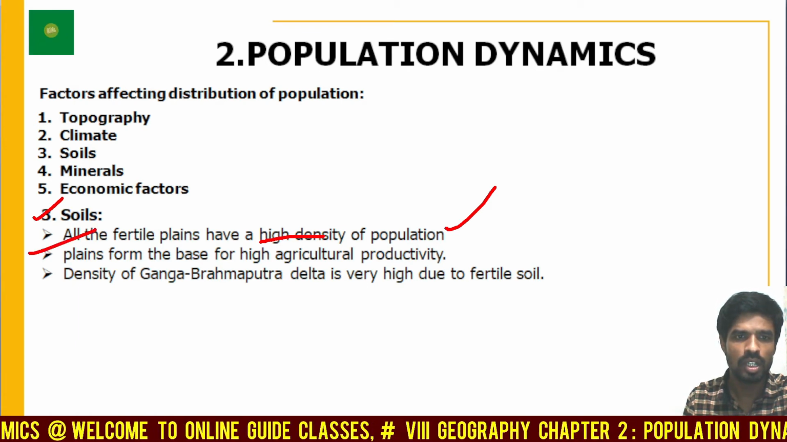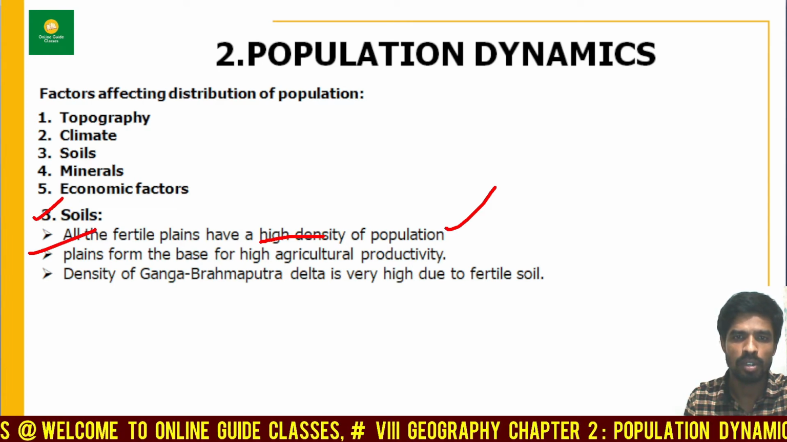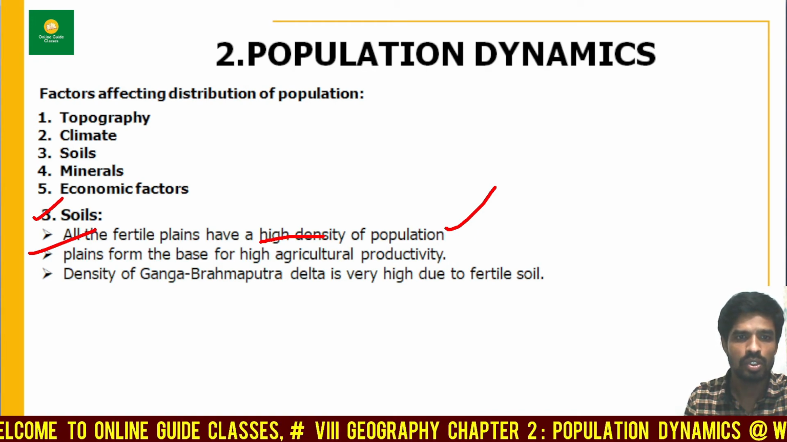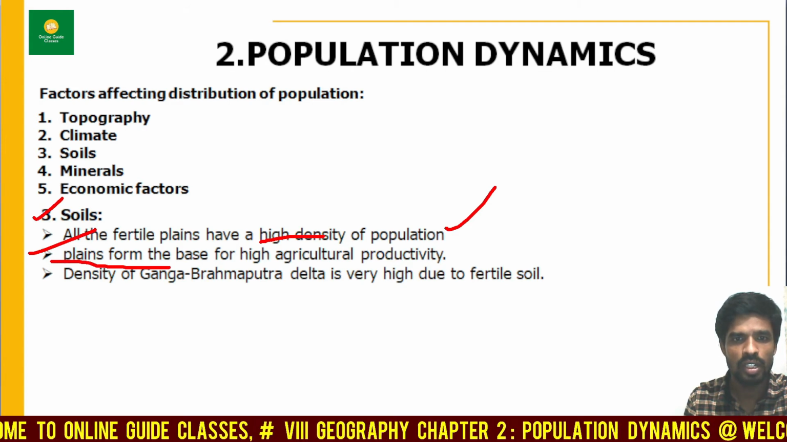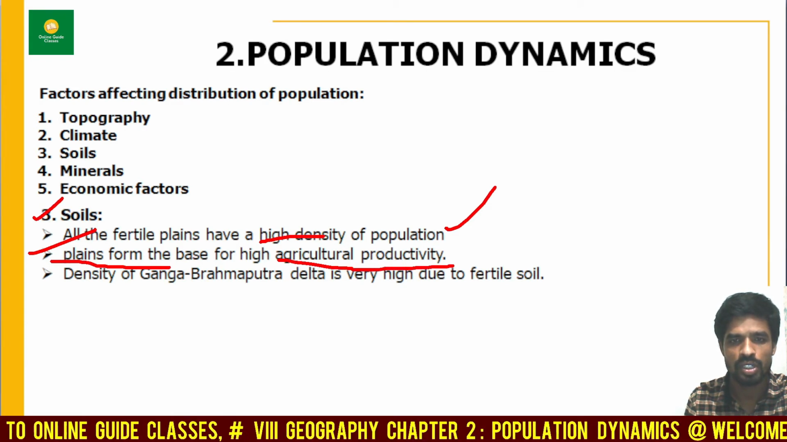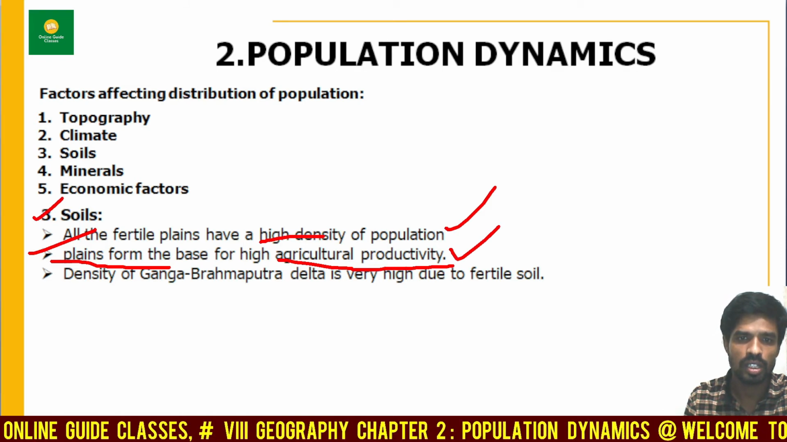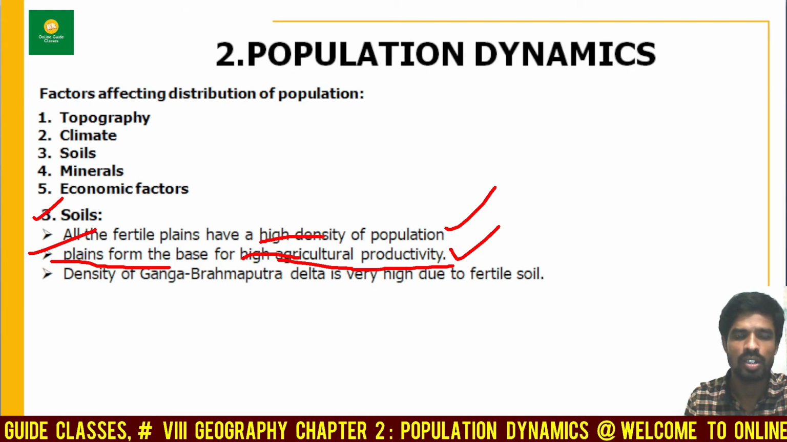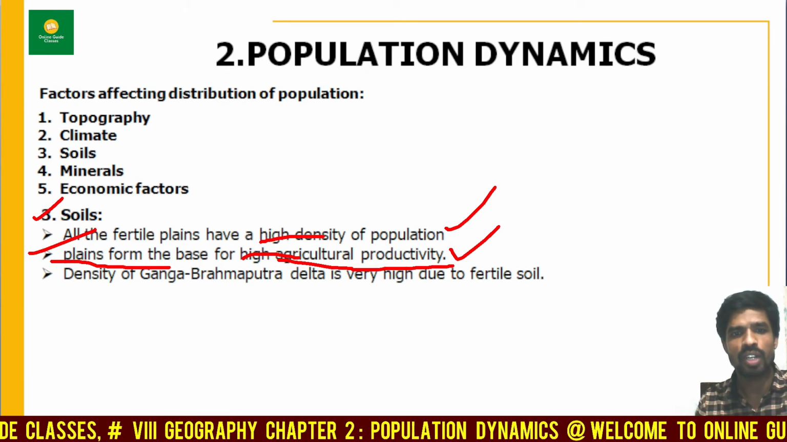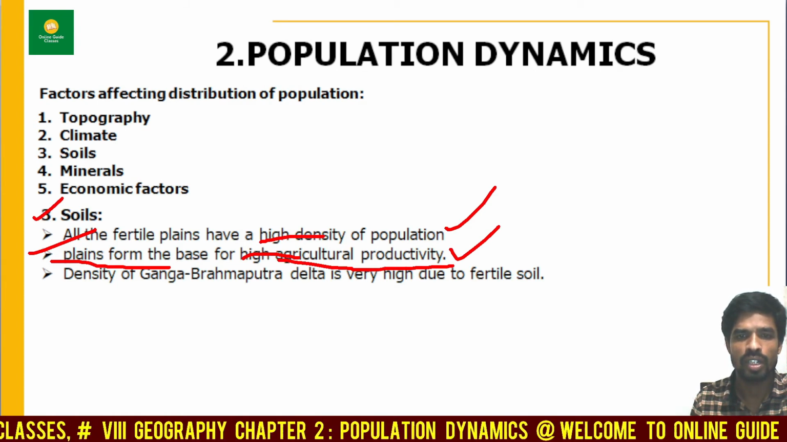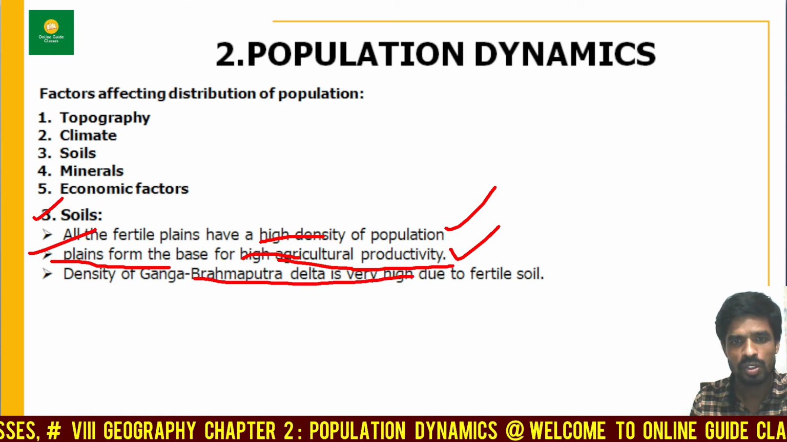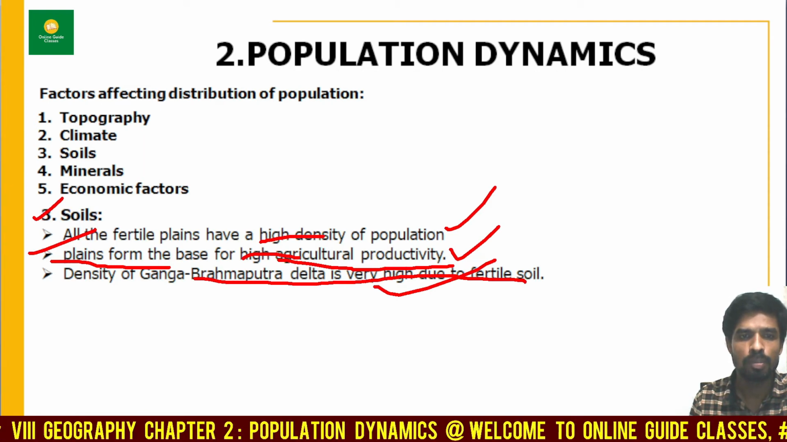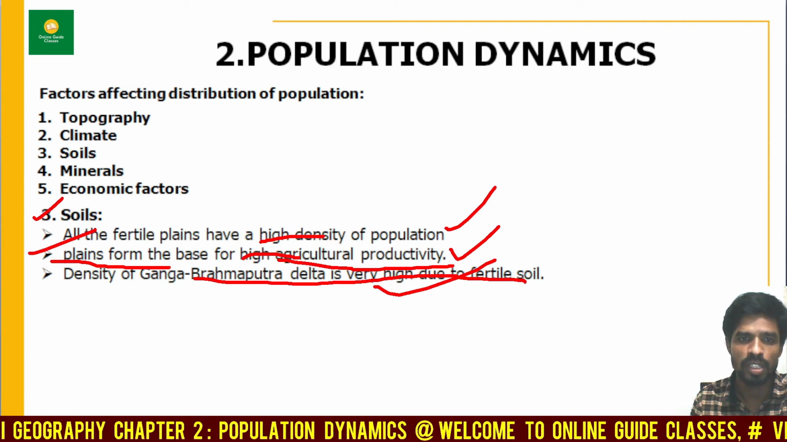The second point is that plains form the base for high agricultural productivity. It is on the plains itself that you find agricultural production, and where you find high agricultural production, you find a high amount of crops grown only in the plains, not in the mountains or the plateaus. The density of the Ganga Brahmaputra delta is very high due to the fertile soil. As I told you, in the cities named, in that region you find very fertile soil. Due to this reason people migrate to those places, right?